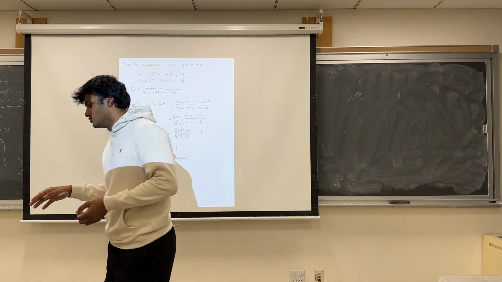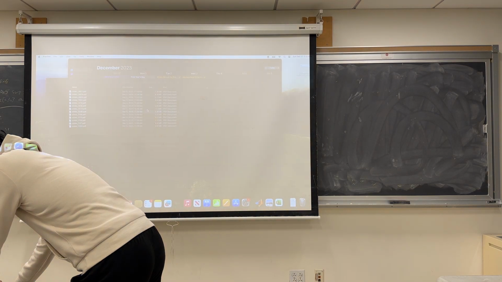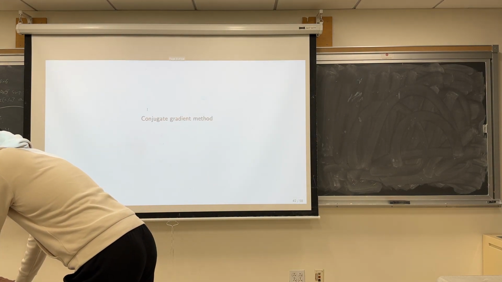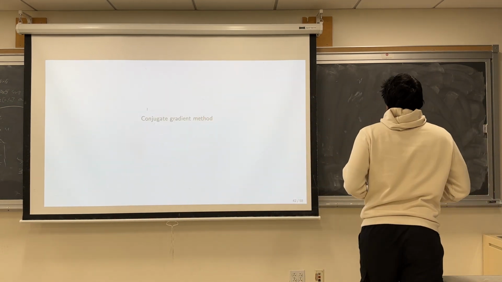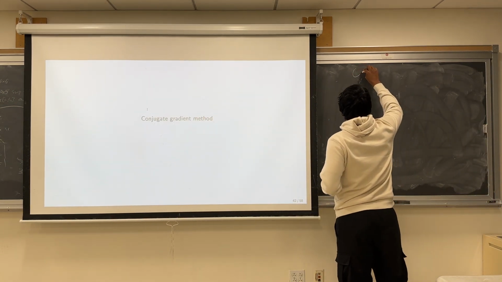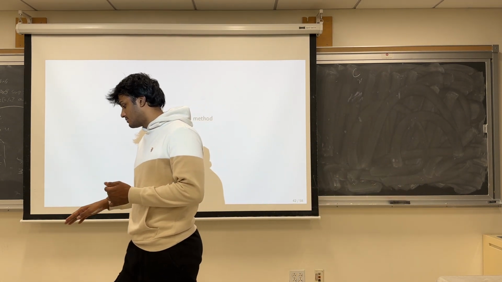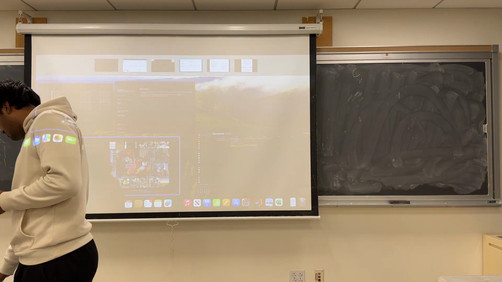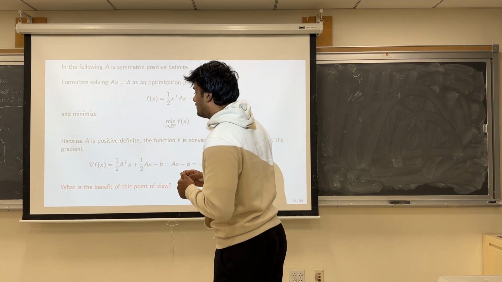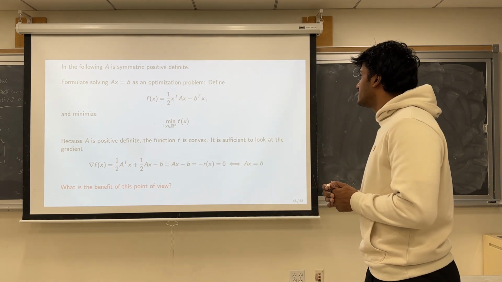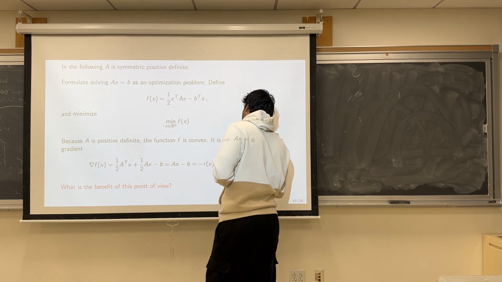Let me just assume and move forward. I'm not really into this. I want to do conjugate gradient. Conjugate gradient. In the following, A is SPD. Why do you always make this assumption, man? I do not like it very much.